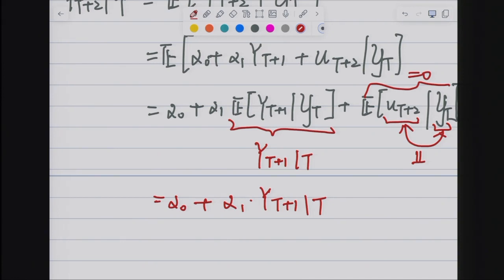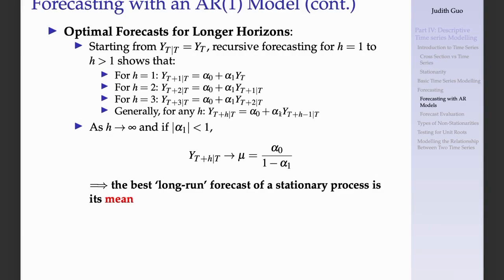So this is the optimal forecast, the h-step ahead forecast. In general, if we let h go to infinity, and if we also have alpha 1 being smaller than 1 in absolute value, which basically means we have a stationary AR(1), then our optimal forecast would converge to the long-run mean, the expected value of y. Remember, alpha naught over 1 minus alpha 1 is essentially the long-run expectation.